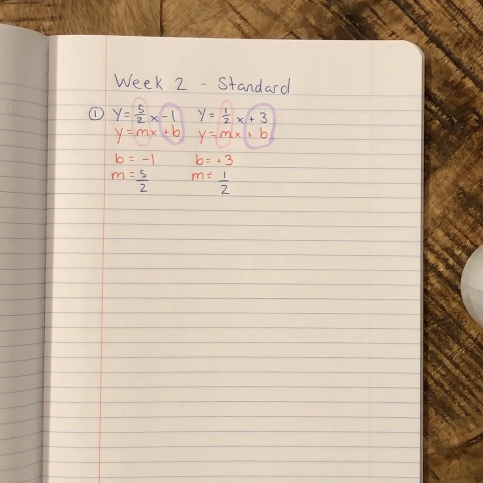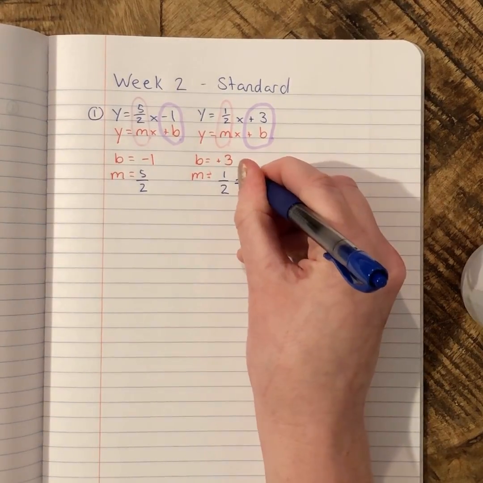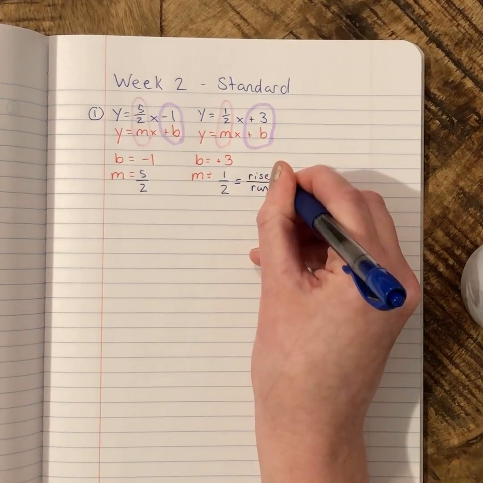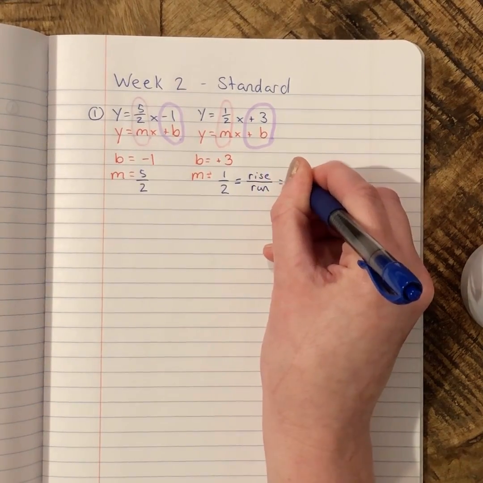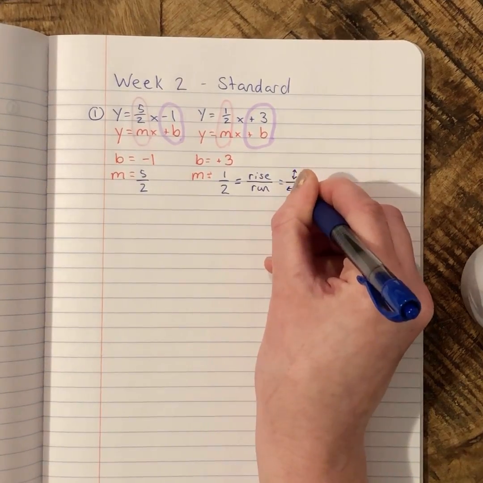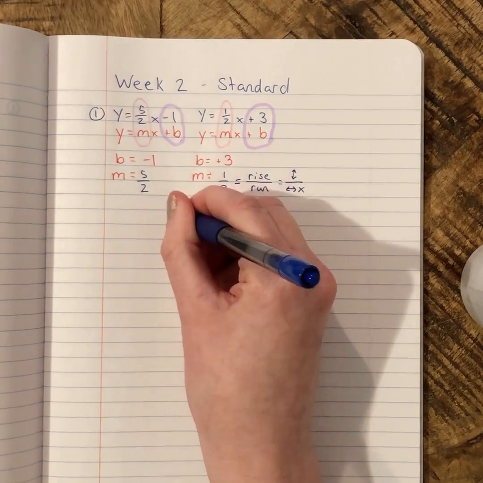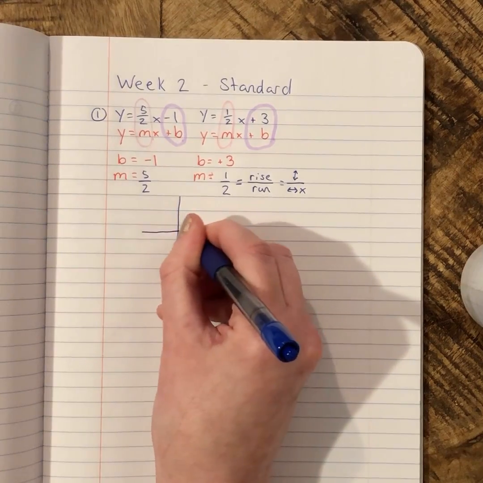When we look at our values for m, we remember that m is our slope and it is our rise over run, or the change in the y-axis over the change in the x-axis. So here is a rough sketch of what this would look like on a coordinate grid.